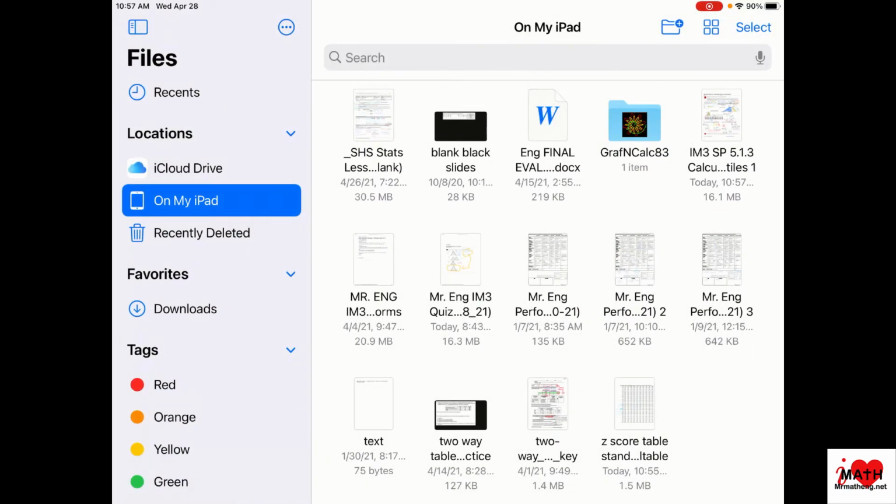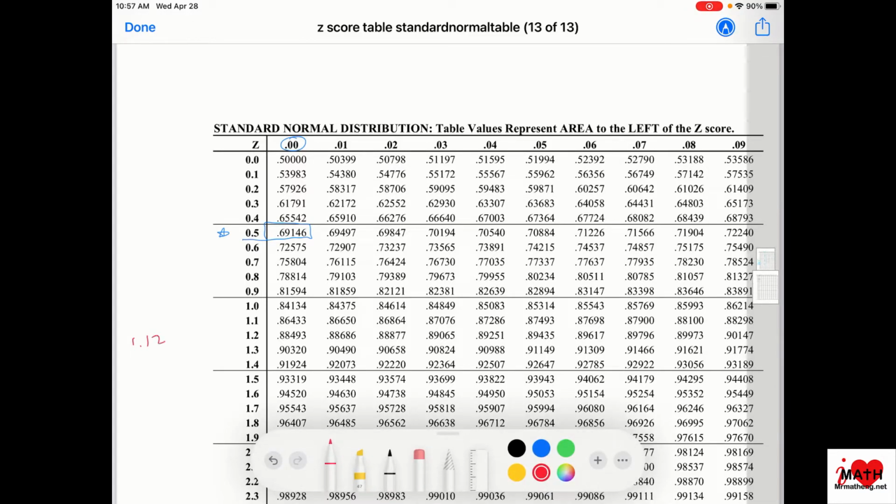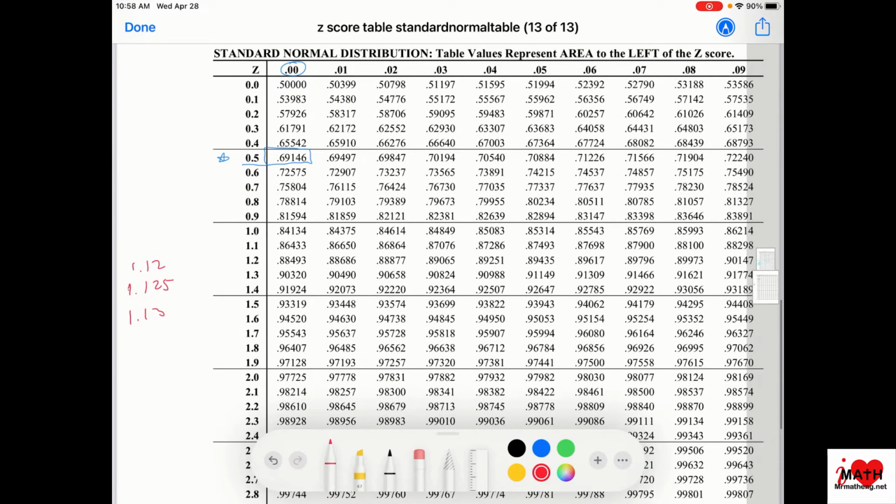So I'm going to my z-scores. I'm going to go down to the positives. I want 1.12, 1.13, and what's between them is 1.125. Okay, so I have 1.1, 1.2, so this is 0.86864, and then 0.113, this would be 0.87076. I'm going to add these two values together. Take a picture of that.